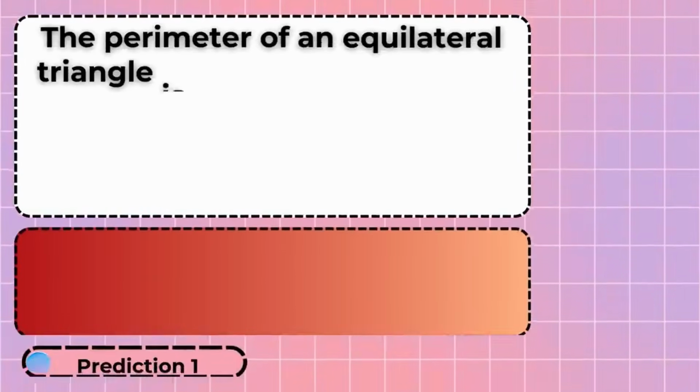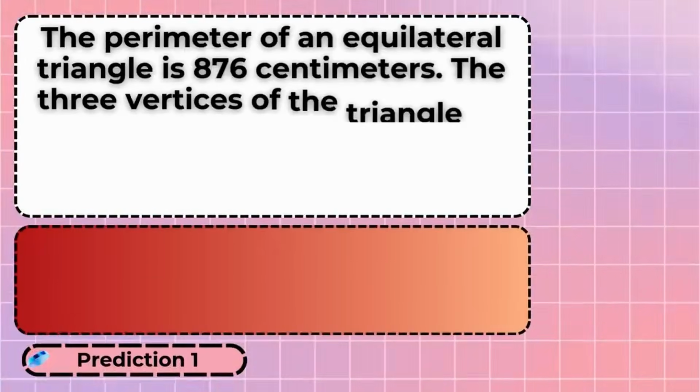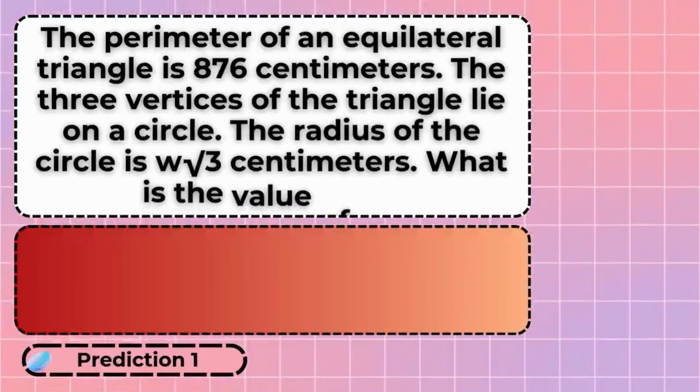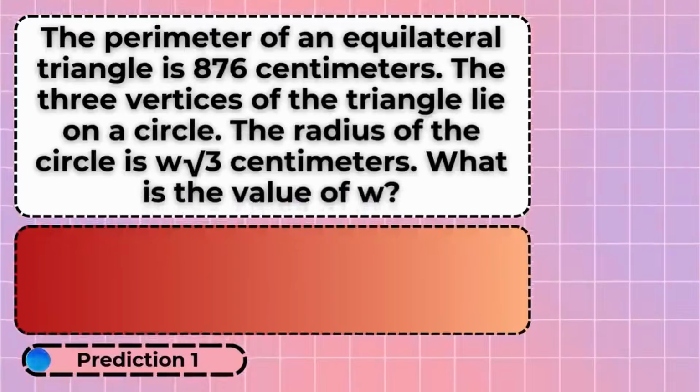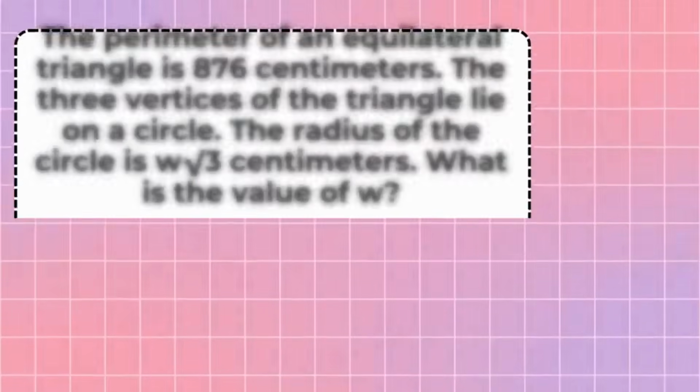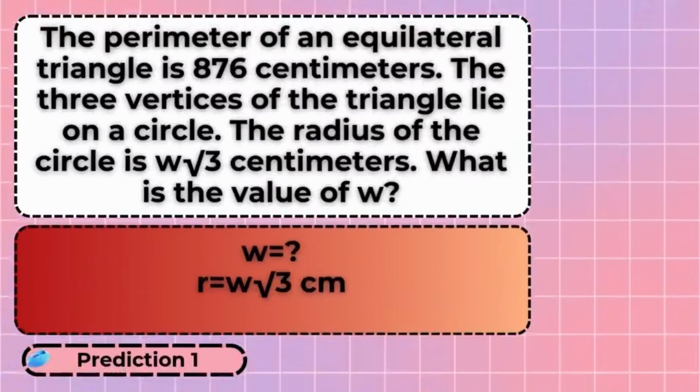Have an equilateral triangle, equal sides, equal angles, with a perimeter of 876 centimeters. But here's where it gets insane. The triangle is inscribed in a circle. That means all three vertices touch the circle perfectly. And they want us to find W when the radius equals W multiplied by the square root of 3 centimeters. Most students would panic right now, but not you.